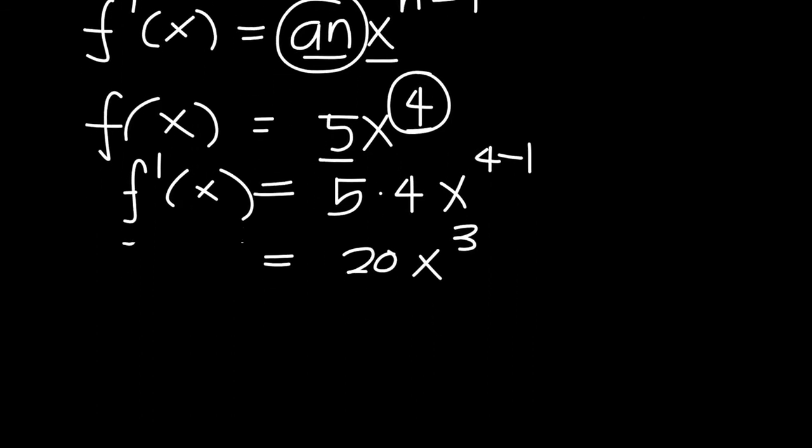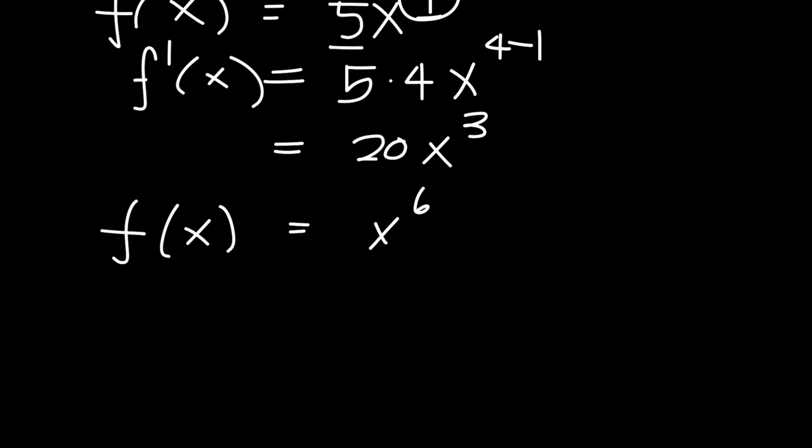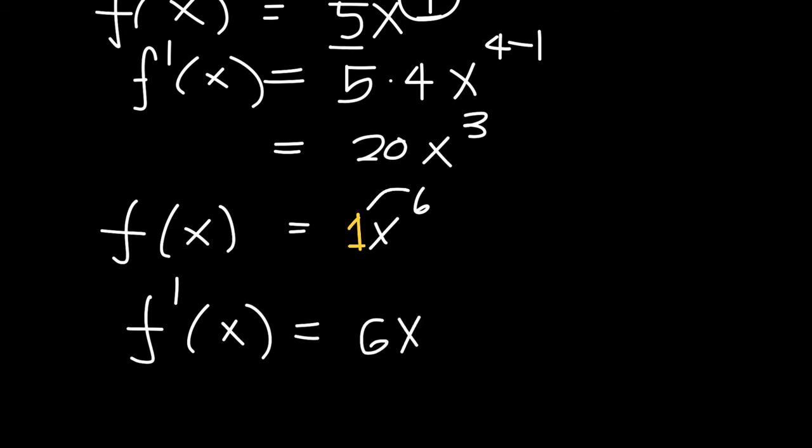Now if there is no number before the x, let's say you have x to the 6. You don't see a number there, but we know that that number is equal to 1. So the derivative is 1 times 6, a times n, which is 6. We can write it directly. And then x raised to 1 less than the original exponent. 6 minus 1 is equal to 5. So that's how you do it when there is no number, or the coefficient of x is not equal to 1.